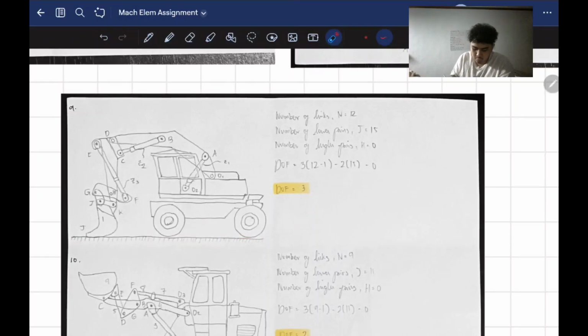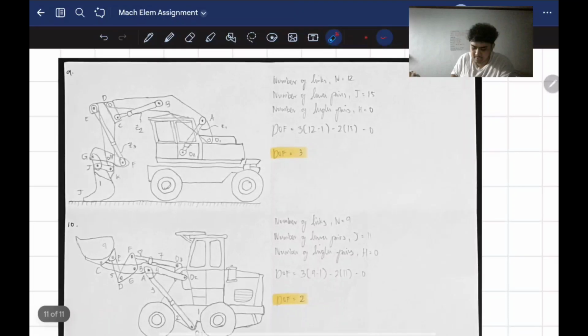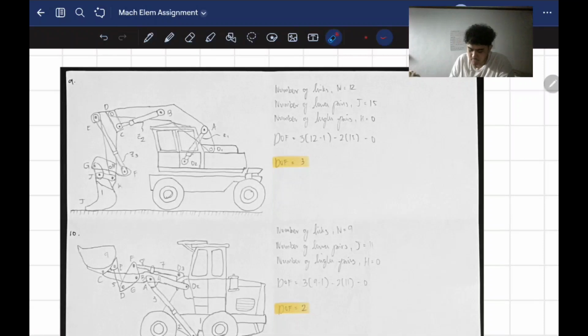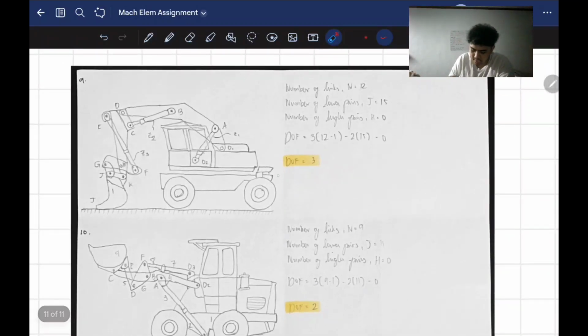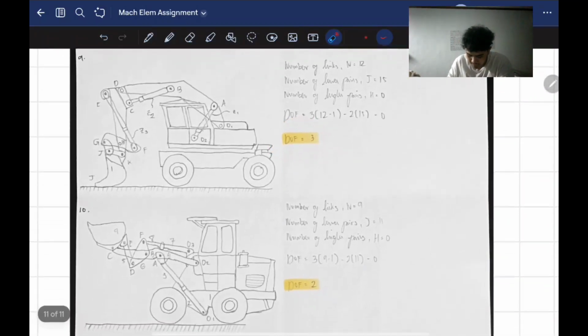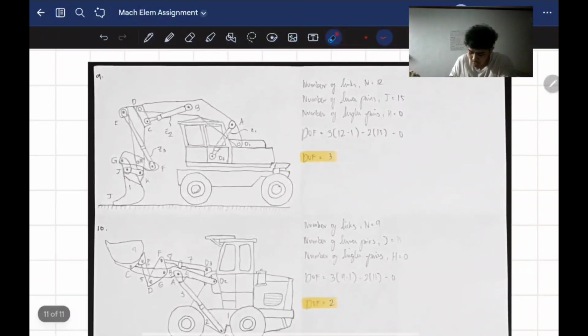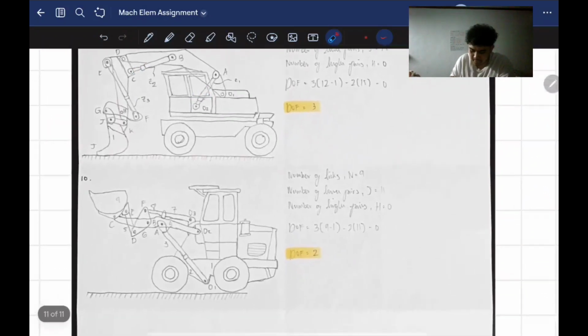And then we know for a fact that for any vehicles or trucks, their higher pair is just equal to 0. And so when we put that into Grubler's equation, we get a degree of freedom 3. And also, to mention, we have 15 lower pairs. We can see up until, I think, K, but then we add these prismatic joints, which sums up to 15.